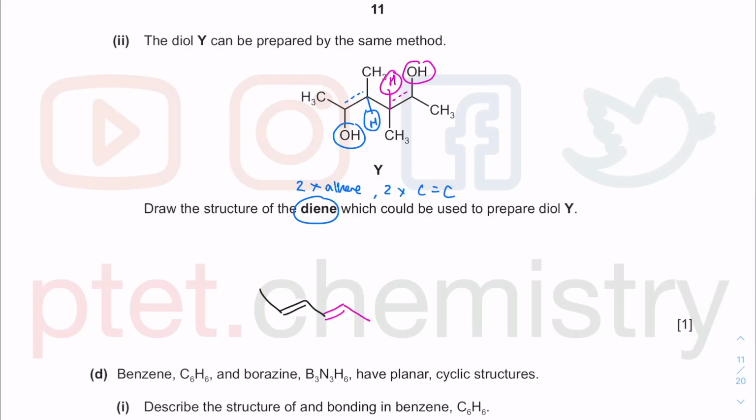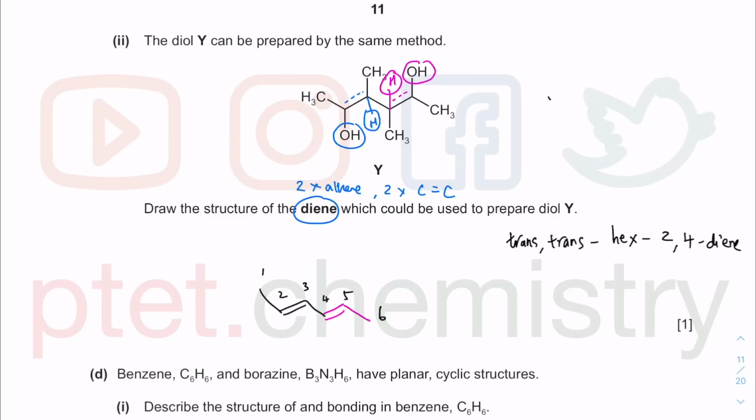1 2 3 4 5 6. So this is hex-2,4-diene, as this is 1 2 3 4 5 6. In fact, you can call this trans, although they are not asking you about cis and trans. So you could draw the cis or the trans, it doesn't matter. You could draw the cis or the trans because they all will give you the diene when you prepare the diol by adding H and OH.